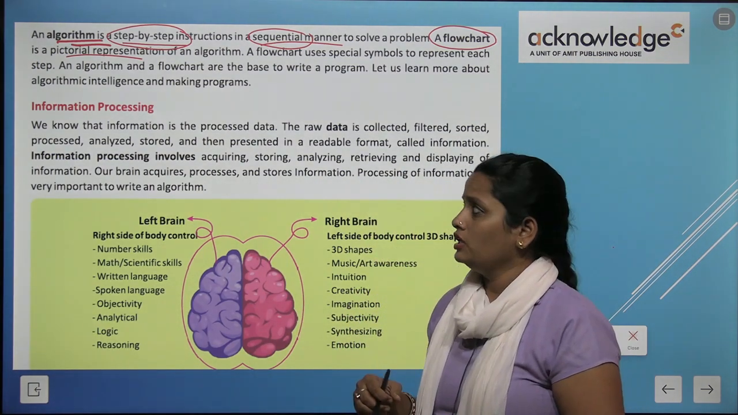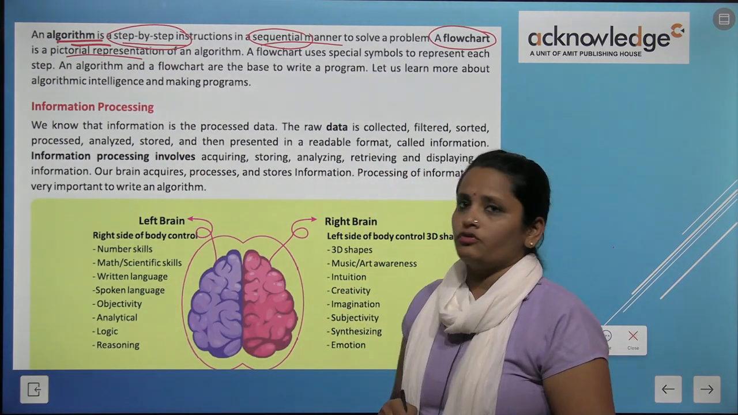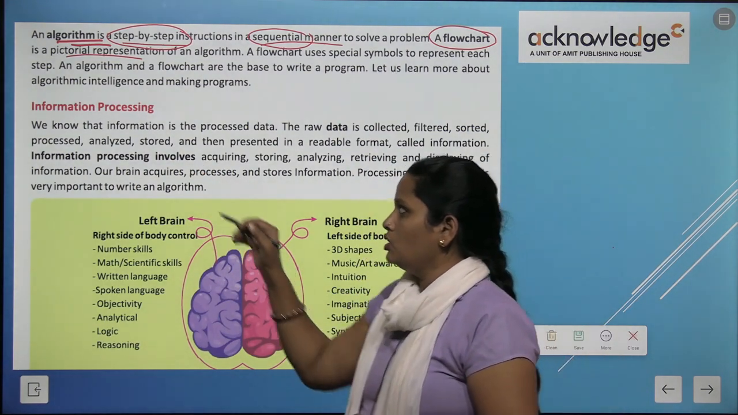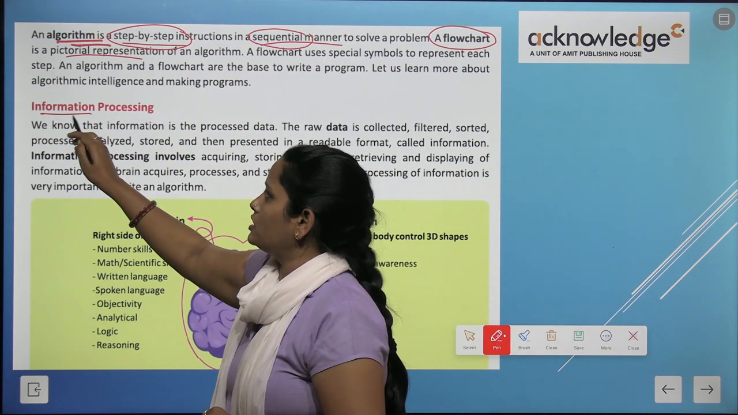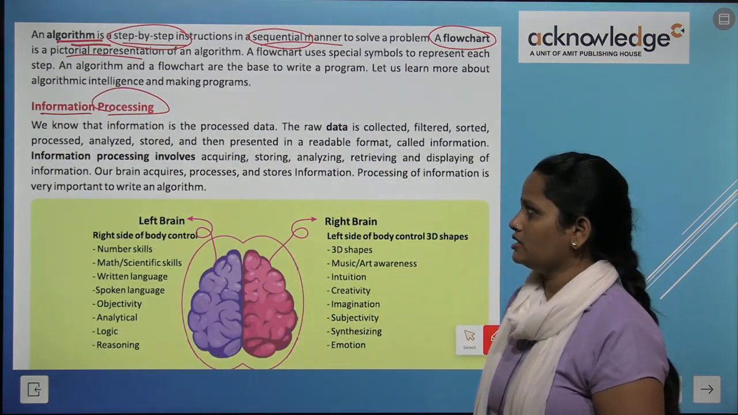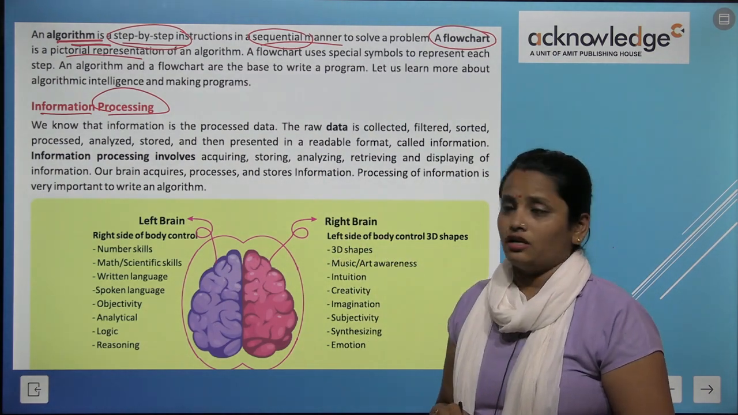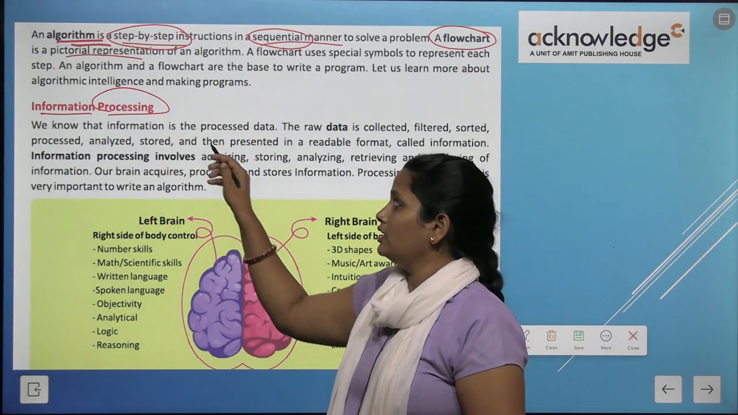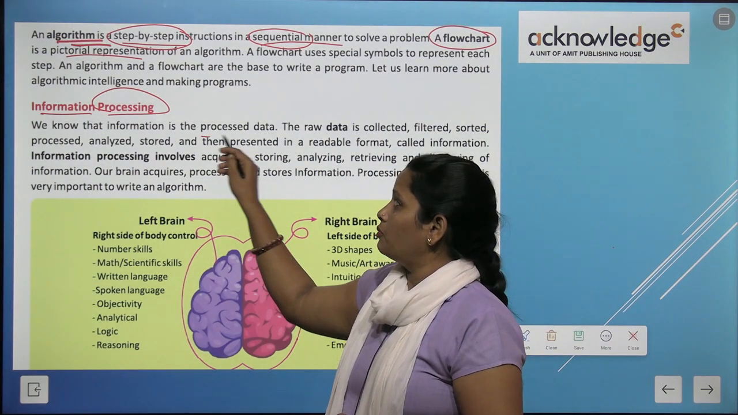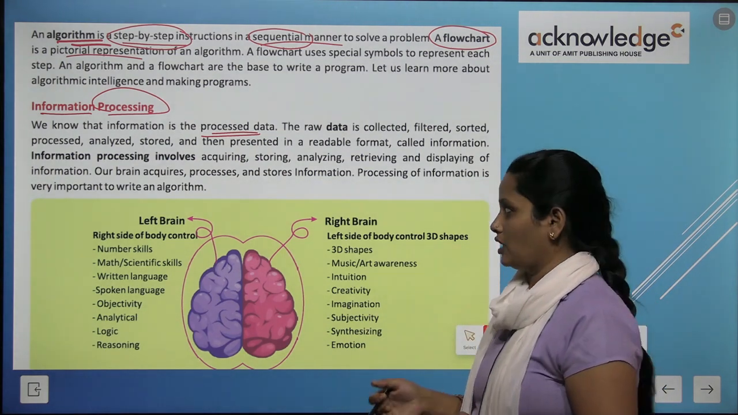How can we do these two? Now, first is information processing. So whatever information we give to the computer, how it is processed, we are going to learn in this. We know that information is processed data. Whatever information there is, it is processed data. Data is processed and then it comes to us as information.